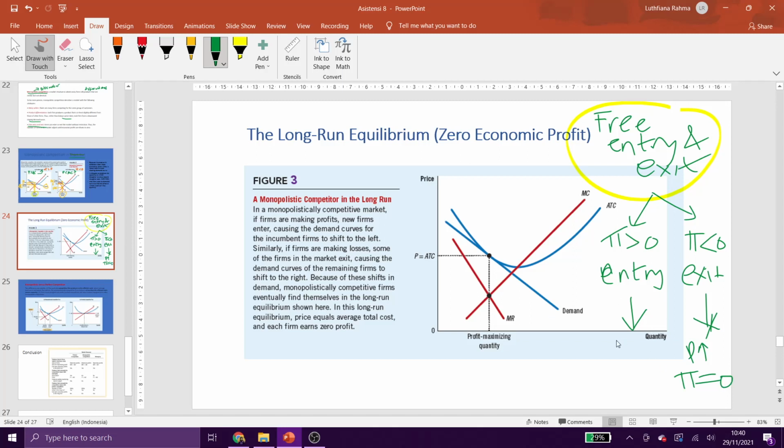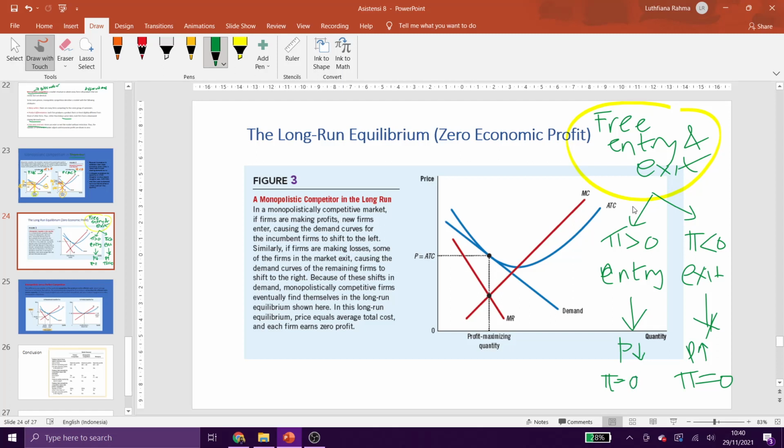Meanwhile, on the left side, I'm sorry, I have not yet completed it. If the profit is larger than zero, it will be very interesting for new firms to enter the market. So if they enter the market, since there are so many producers, the supply curve shifts to the right, and we will see that the price will go down. Later, as the price goes down, the profit will decrease gradually until the profit becomes zero.